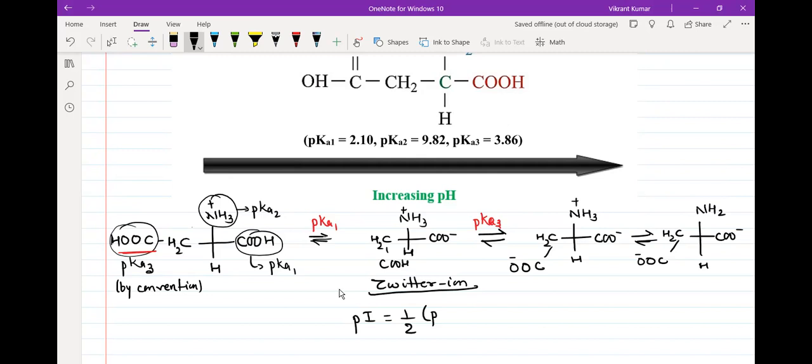Okay, so it is pK1 plus pK3 by 2, and that number gives you, if you make even one mistake this will go. This is the easiest question in ionic equilibrium, you cannot lose this. The numbers are 2.10 plus 3.86, and that gives you 5.96 by 2, so 2.98. Okay, any doubt?